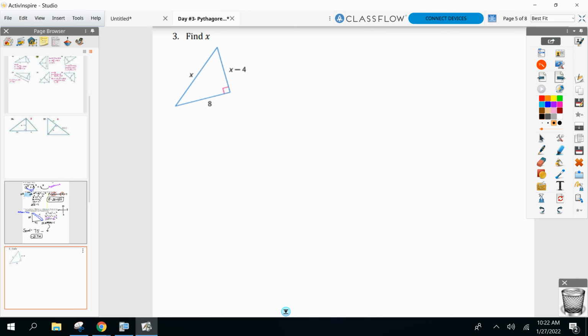Looks pretty basic, right? Wait till you hear and feel the algebra that's going to come off this one. All right, it's a right triangle. I know all three sides. Let's do Pythag. You tell me what goes in for A, B, and C right now.